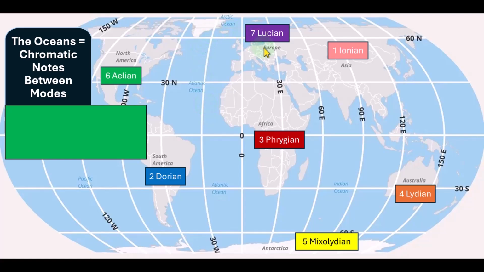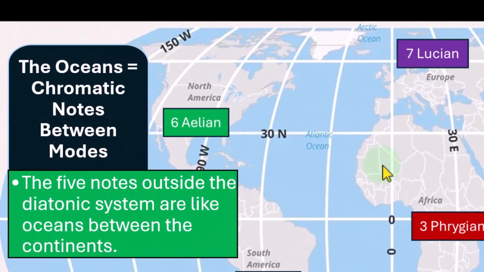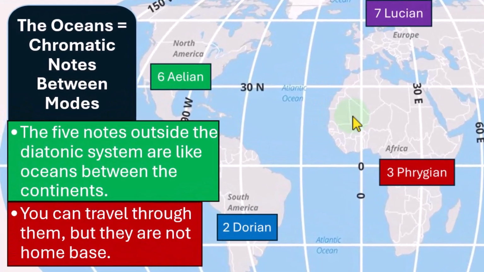Now, note that you don't always have to go through an ocean to get to the other continents. So we have Europe going over to Asia here. So that means there's not always an ocean between the continents that we're going to be looking at. But we have 5 oceans and 7 continents. So the 5 notes outside the diatonic system are like the oceans between the continents. So you can travel through them, but they are not home base.